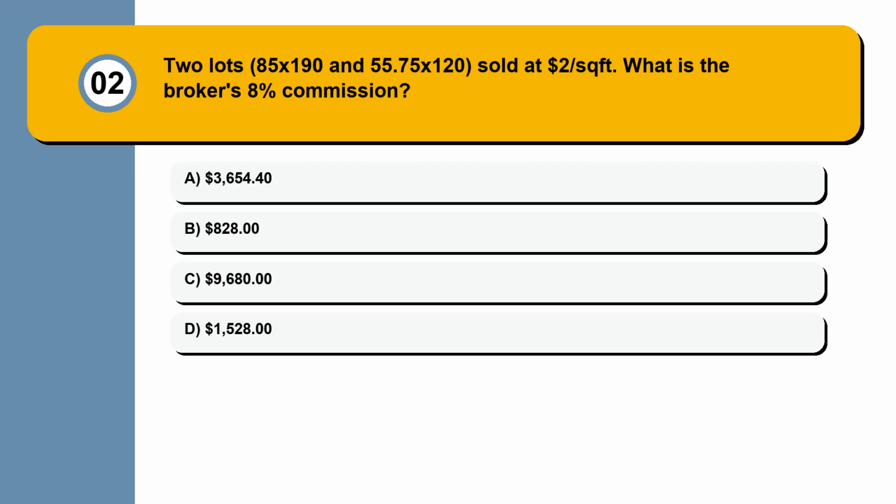Question 2. Two lots, 85x190 and 55.75x120, sold at $2 per square foot. What is the broker's 8% commission? $3,654.40, $828, $9,680, $1,528.